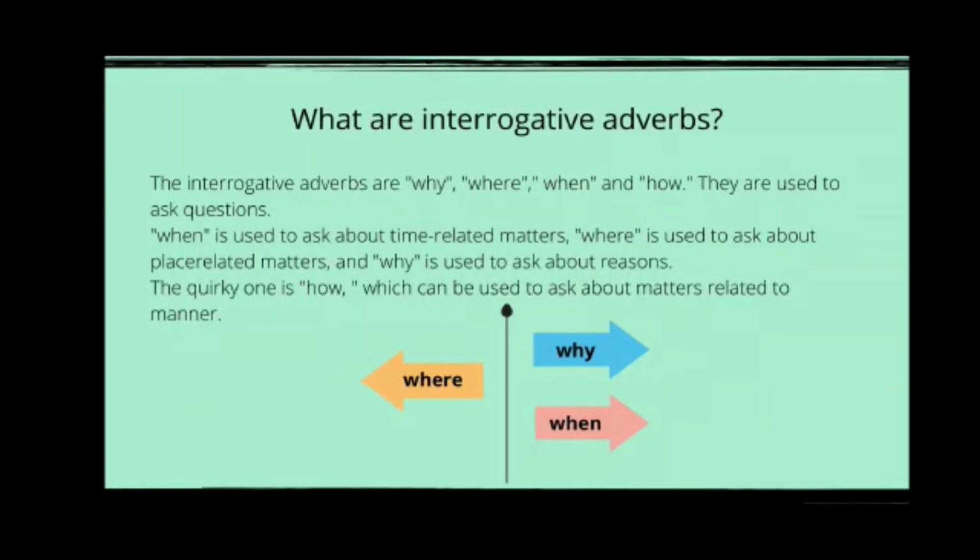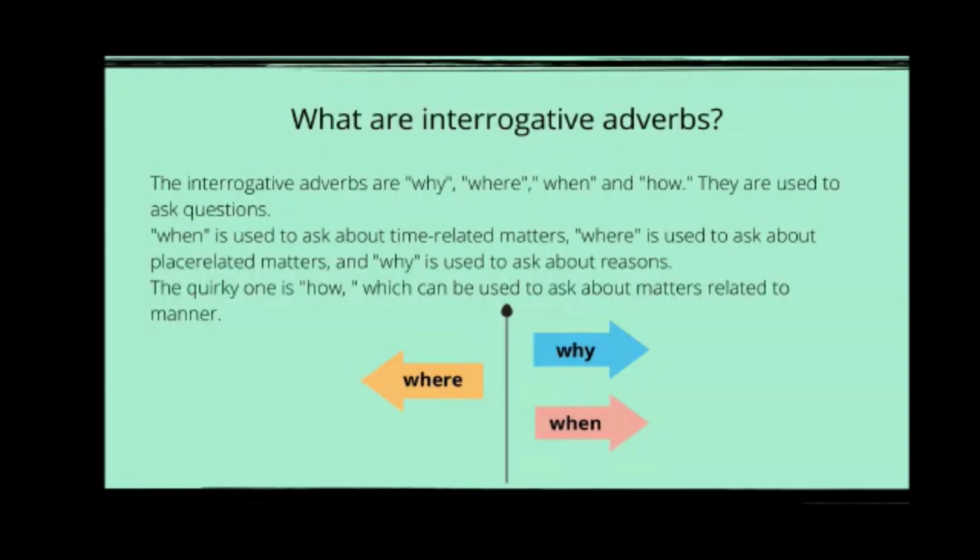Why, where, when, and how are not interrogative determiners or interrogative pronouns. They are interrogative adverbs. Interrogative adverbs are used to ask questions, just like interrogative pronouns and interrogative adjectives, but the difference is that the answer to these questions is not a noun. When is used to ask about time related matters. Where is used to ask about place related matters. Why is used to ask about reasons. And how is a very quirky one, used to ask about matters related to manner.